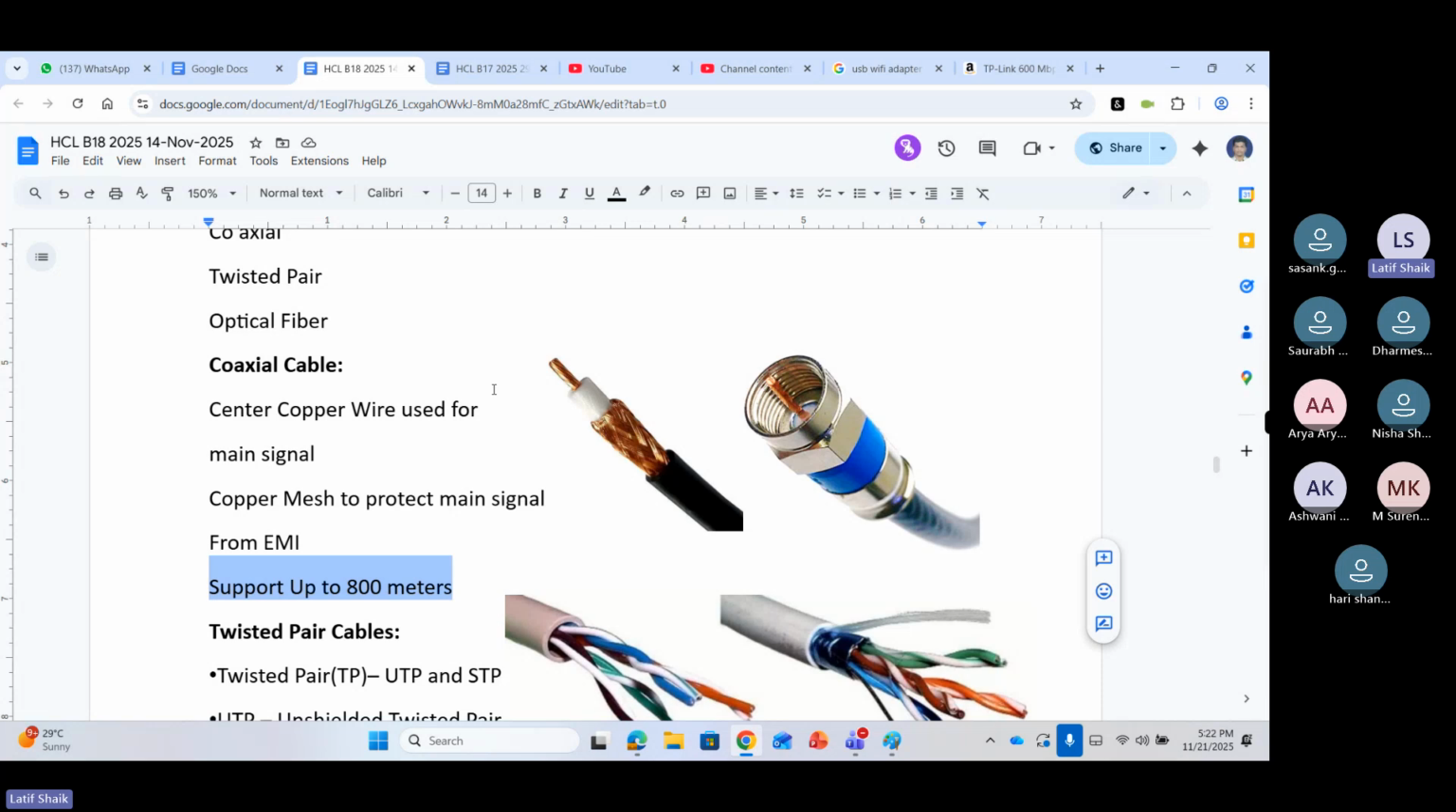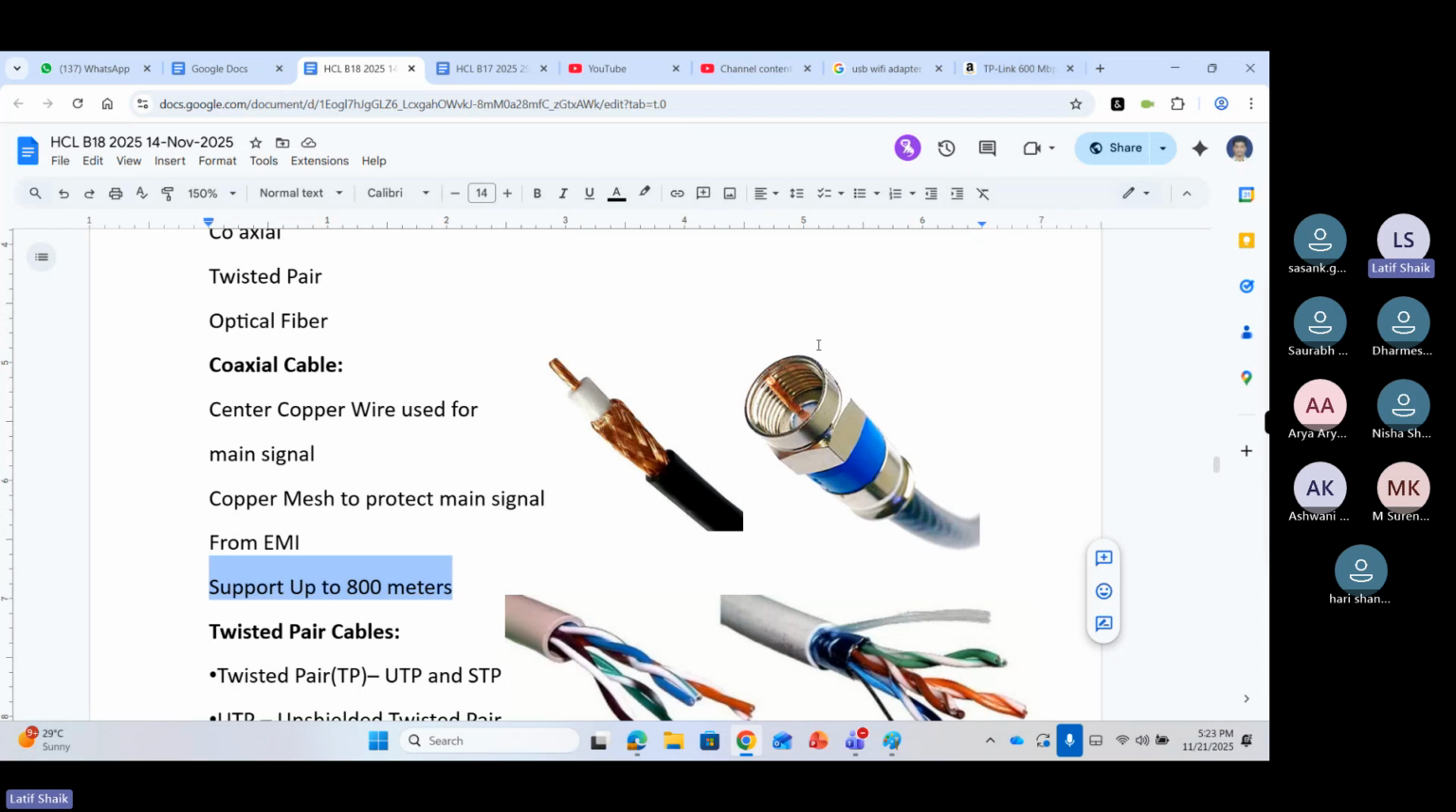You're sending your main signal, your data, through this center wire, right? But it can be interfered with. If there is any electromagnetic interference, it mixes your main signal with other signals, so your actual signal will be disturbed. It's called crosstalk. So this copper mesh absorbs all the external electromagnetic interference, so it won't pass to the main signal.